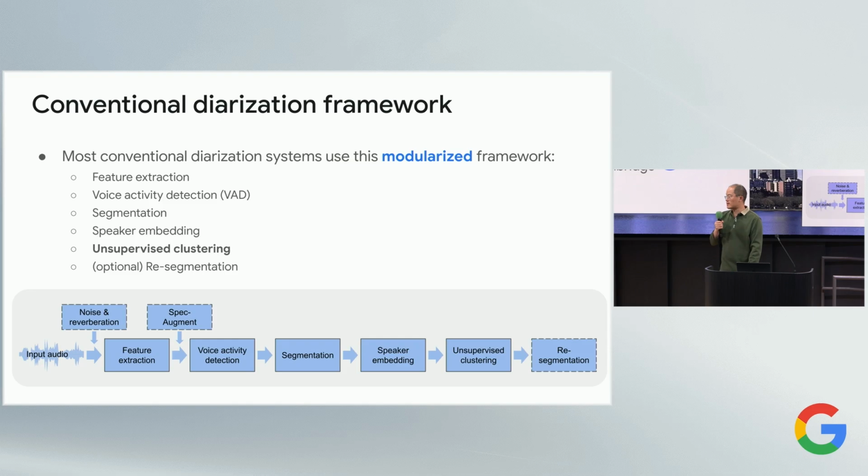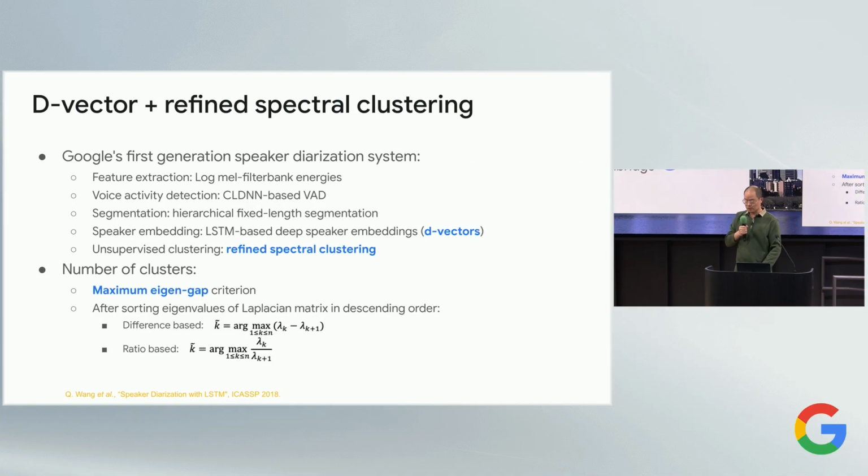The very standard, very conventional, very classical approach of doing speaker diarization is through a modularized framework. The very common setup has these components: the feature extraction, voice activity detection, segmentation, speaker embedding extraction, and unsupervised clustering. Some systems have optional resegmentation, but that's not super common. So Google's first generation system follows this very standard setup.